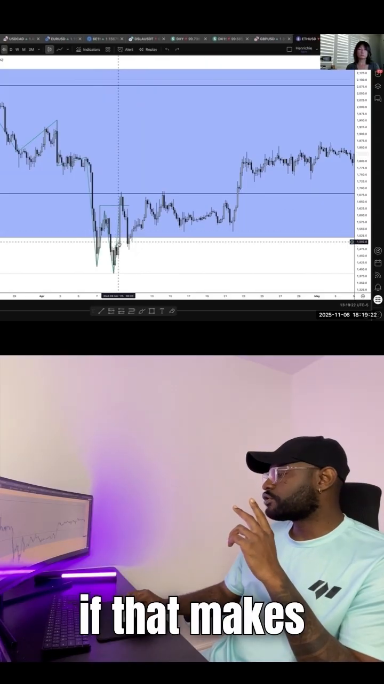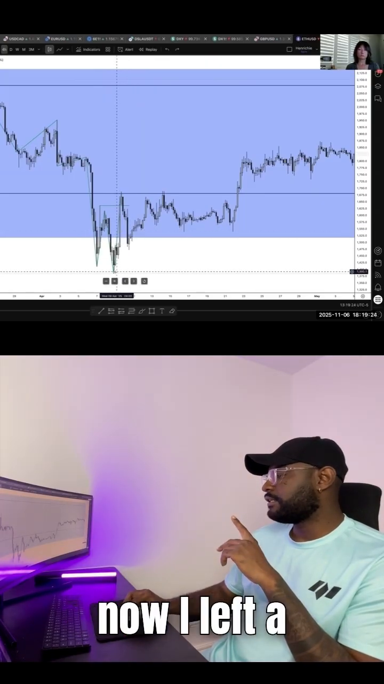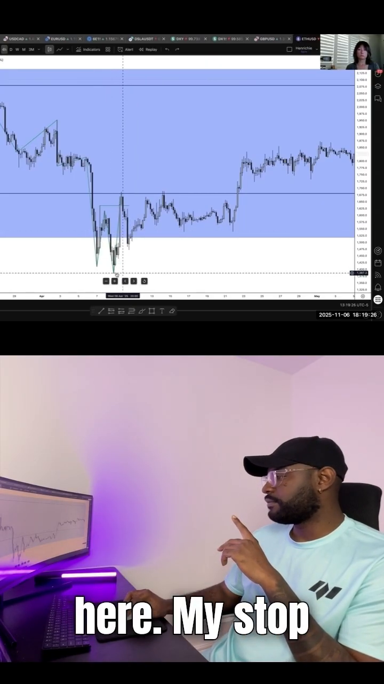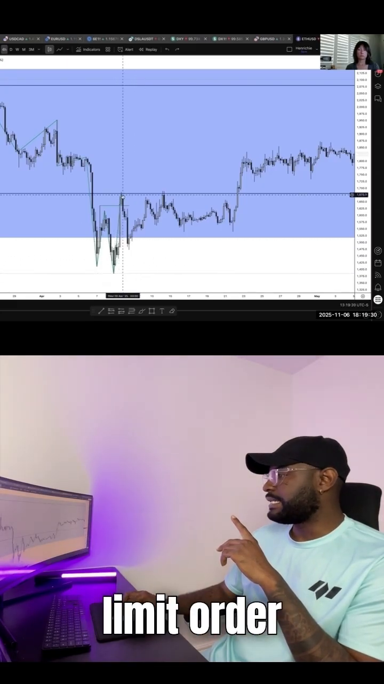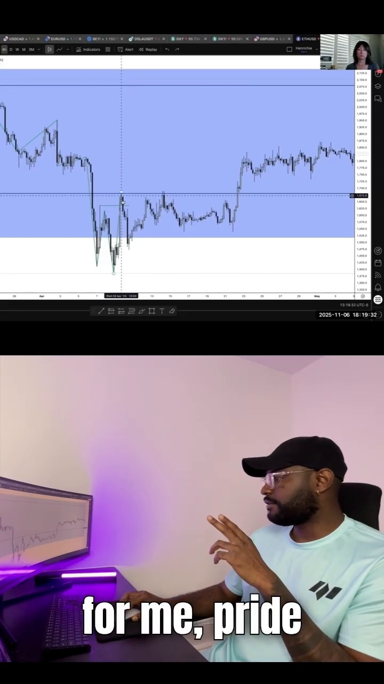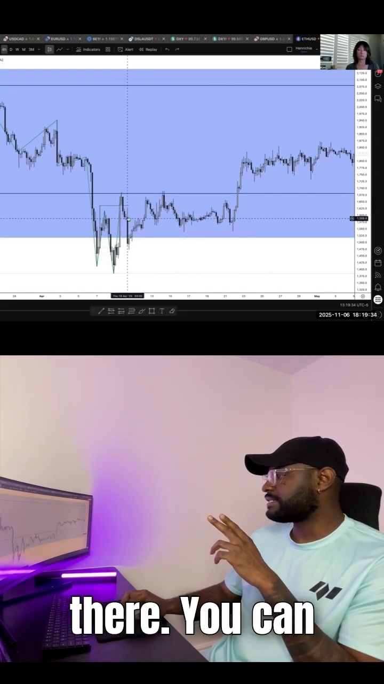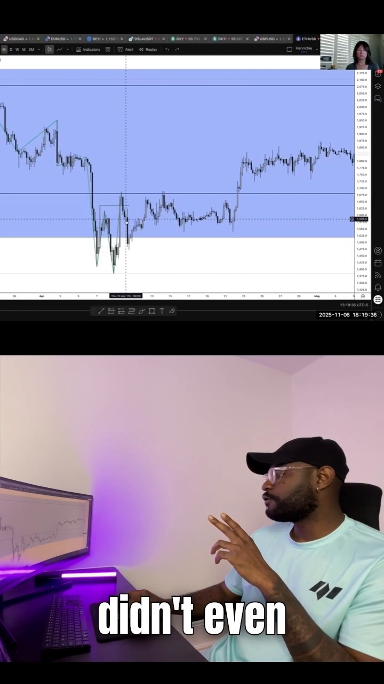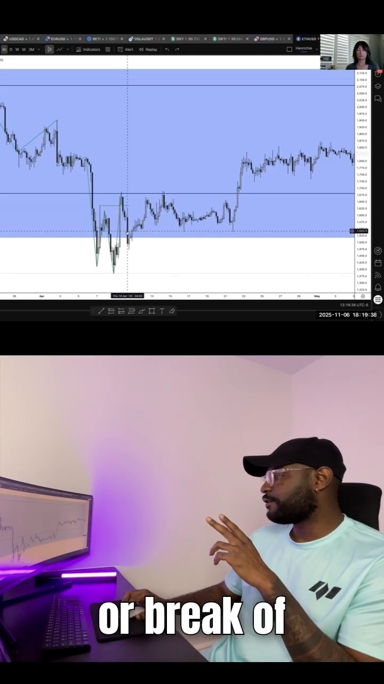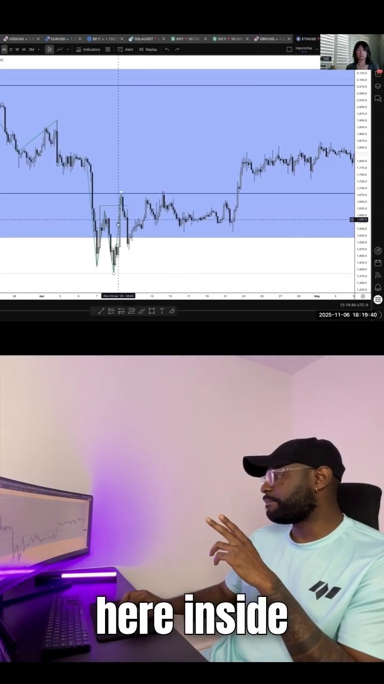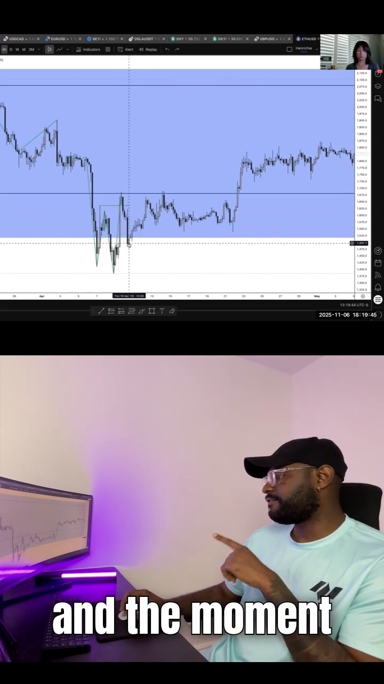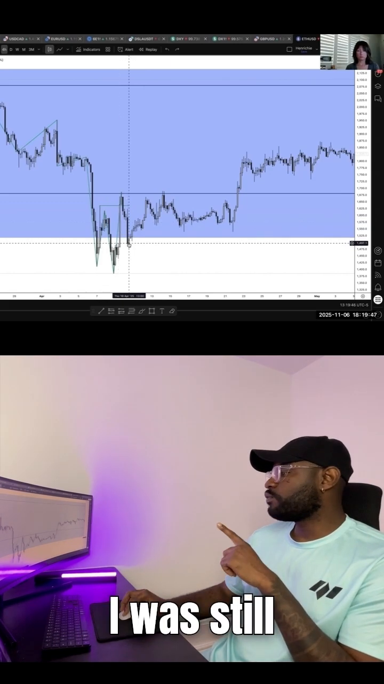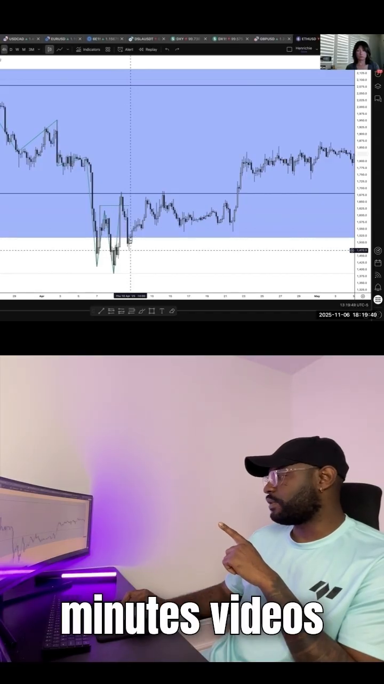So now I left a limit order here. My stop loss was right here, few pips below down here. Left a limit order here. And then eventually, fortunately for me, price dumped in there. You can see that it didn't even give any sort of retracement or break of structure in here inside the imbalance. It just went straight into this position. And the moment it activated this position, I was still waiting for that 15 minutes BOS.